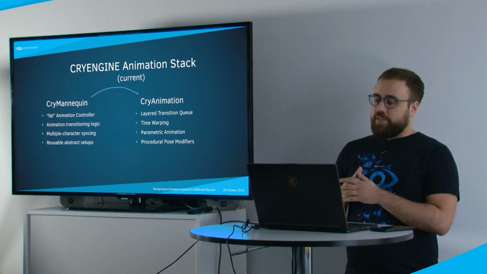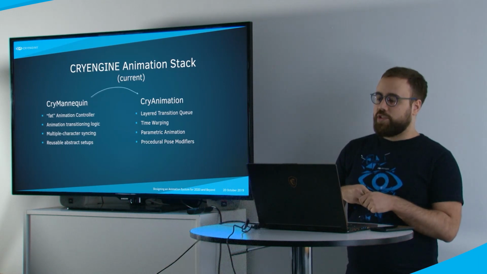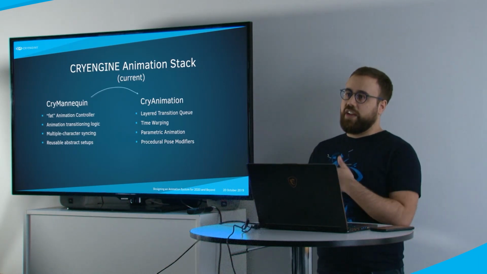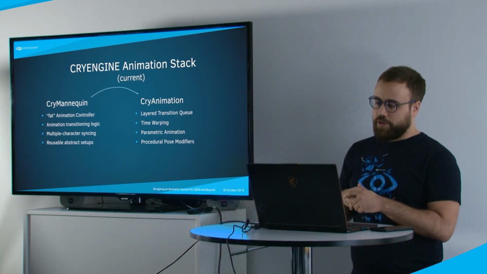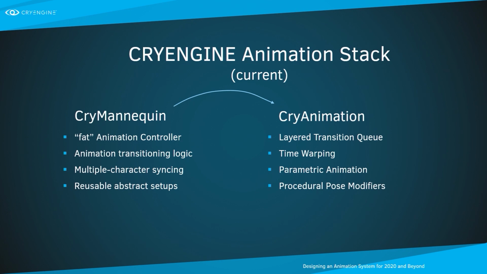And then on the lower level, we have CRYAnimation, which deals with more of the computational aspect of creating a character pose. So it has a structure called the layer transition queue, which is able to set up different types of blends for characters and also deals with blend spaces and has a pose modifier system that allows you to plug in custom procedural animation logic. So this is a fairly common pattern in game engines, and we figured that it actually has some disadvantages, which we're going to go into.